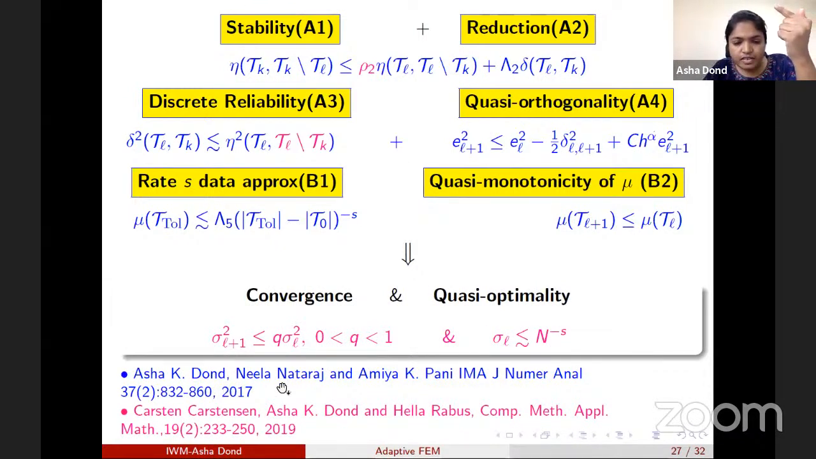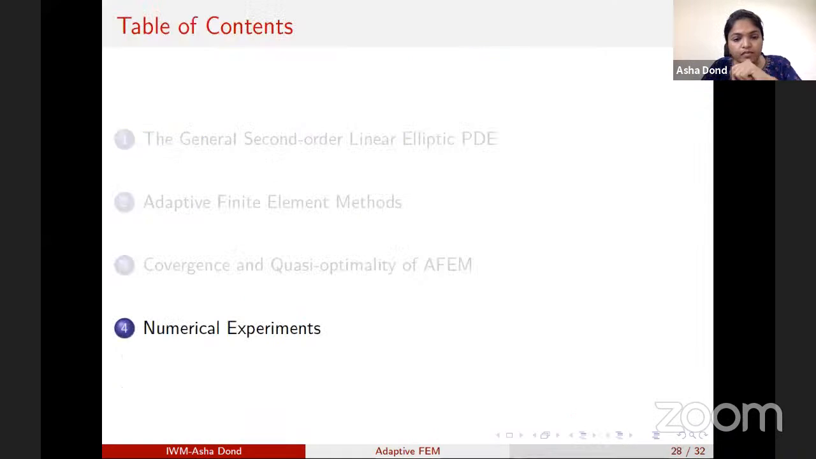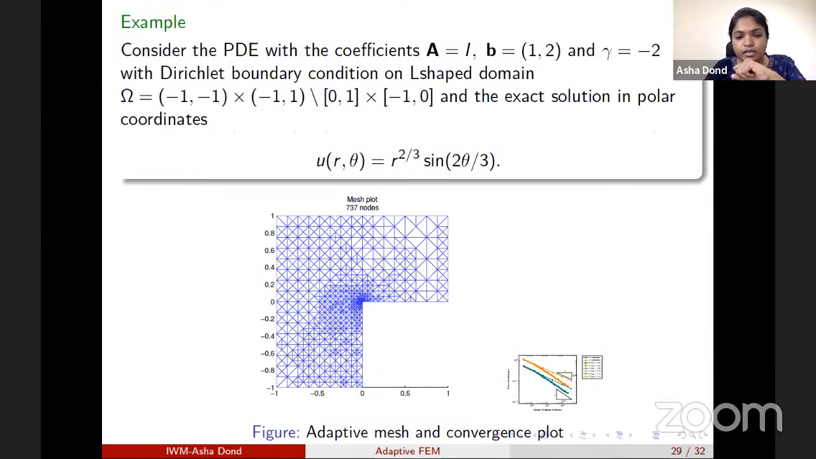In this first article, we proved it for the L2 norm of P and L2 norm of U error. And in the second article, we are able to prove this for the H div norm of P and L2 norm of P. So quickly, I will go to the numerical section, where I will show two results.